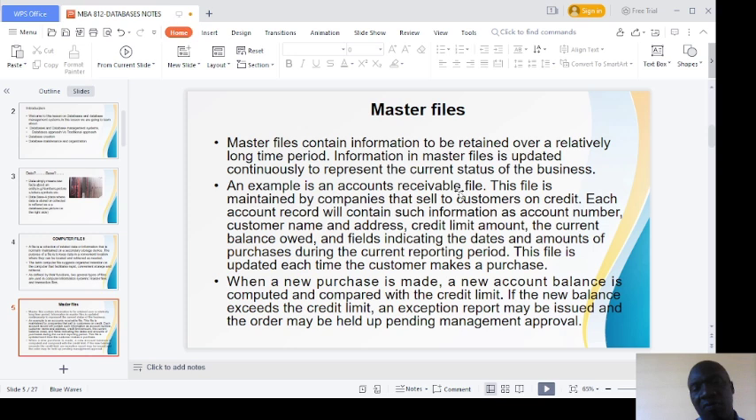Now, how do we update these master files? Here is where we come to the different type of file. It's called transaction files.